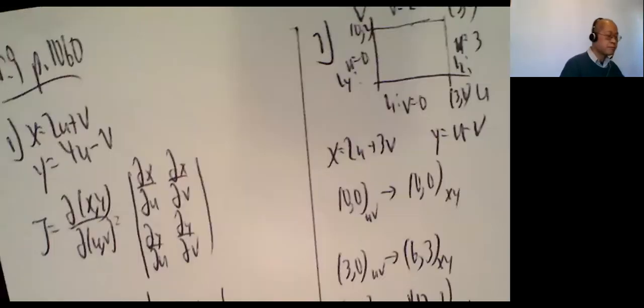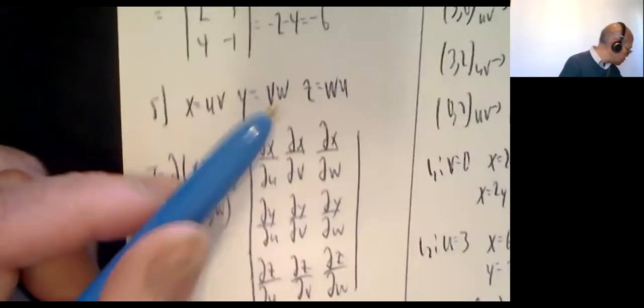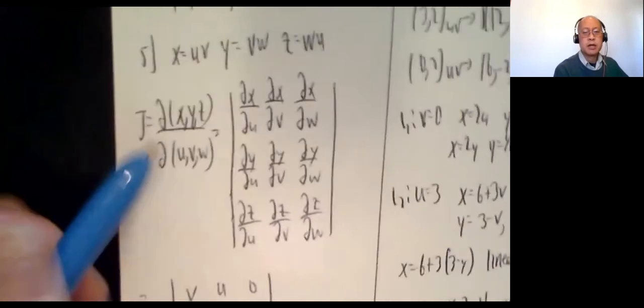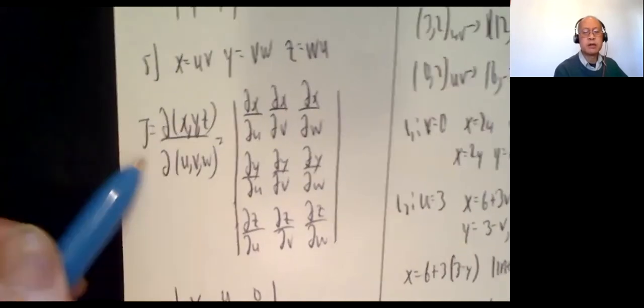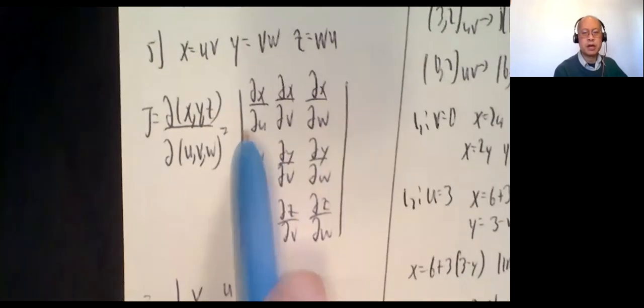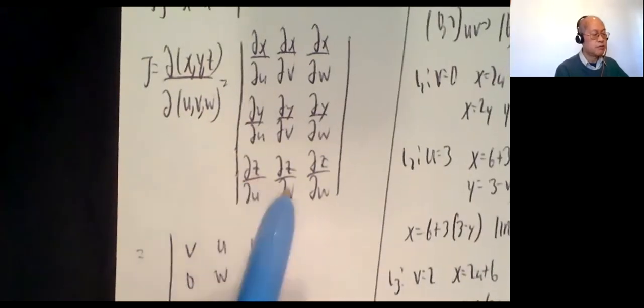Okay, then I'll do one of the 3-dimensional Jacobians. Number 5. x equals uv, y equals vw, z equals wu. So a little bit harder, but still hopefully not too bad. Partial of x, y, z with respect to uvw. So on top is a partial of x with respect to uvw. Middle one, partial of y with respect to uvw. And then partial of z with respect to uvw.